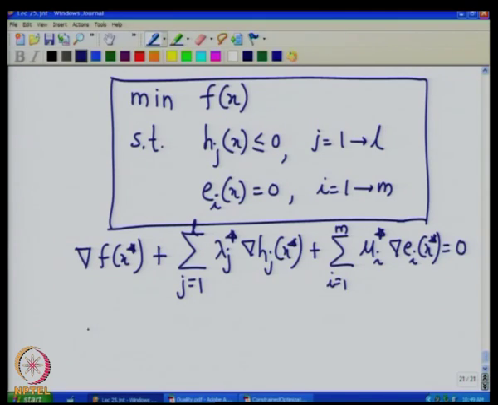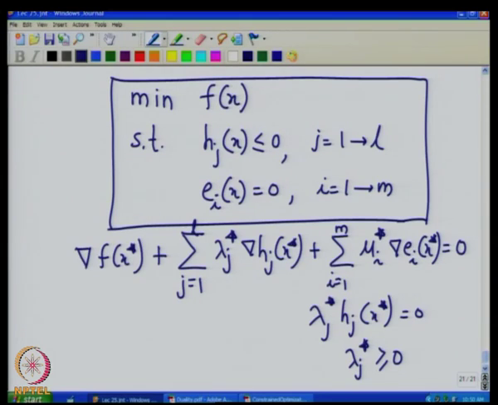And we have the complementary slackness condition, which is lambda j star h_j(x star) equal to 0 and lambda j star non-negative. So, the Lagrange multipliers corresponding to the inequality constraints are non-negative, and the Lagrange multipliers corresponding to the equality constraints are unrestricted in sign. So, we are interested in finding x star, lambda star and mu star which satisfy this, and then if the second order conditions are satisfied at this x star, lambda star, mu star, then we say that x star is a local minimum.